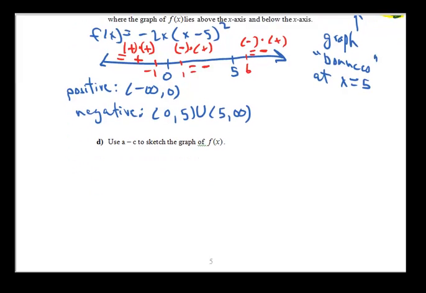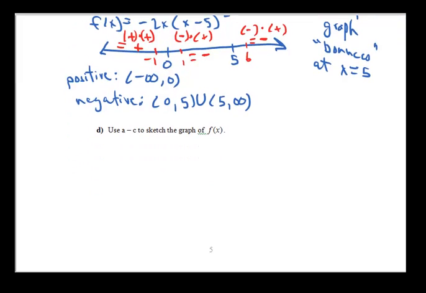So what I can do now is sketch the graph. I know that I have a 0 at 0, and I have a 0 at 5. And what did we just say? We just said that from negative infinity to 0, it's positive, and then from 0 to 5, and then from 5 to infinity, it's negative. So it's going to look something like this.